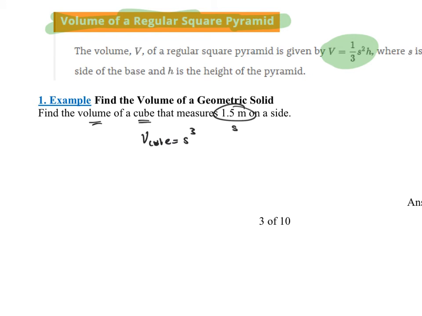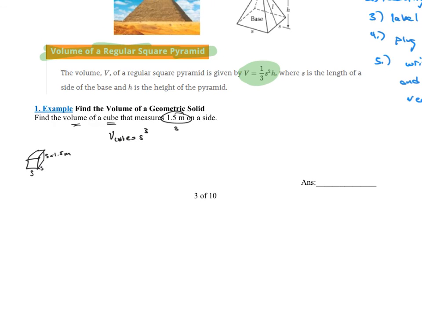Again, if you want to draw this, you can. It's not necessary, but you can draw a cube. And all we have here is S, S, and S. Because it's a cube, all the sides are the same, which in this case is 1.5 meters on each one of those sides. Okay, so we've identified the variable, we've identified the formula.